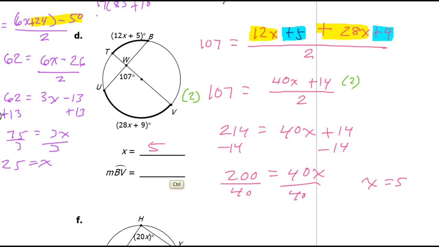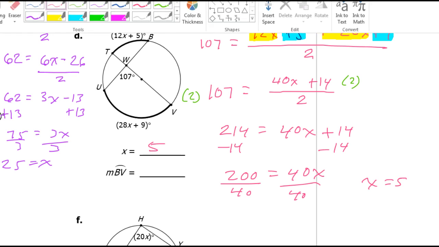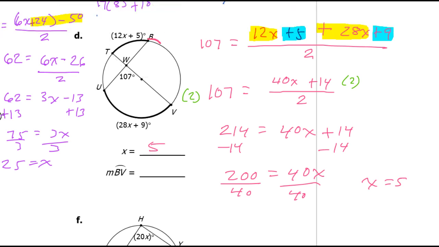Okay, so this is interesting. Now they want us to find arc BV, which is not one of the ones I have an expression for. Okay, arc BV is way out here.